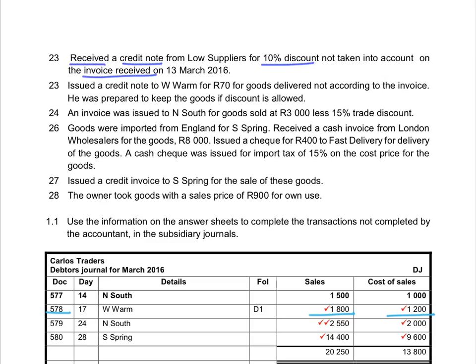Issued a credit note to Mr. Warm for 70 Rand for goods delivered not according to the invoice. So we give a credit note to a debtor. We receive a credit note from a creditor.